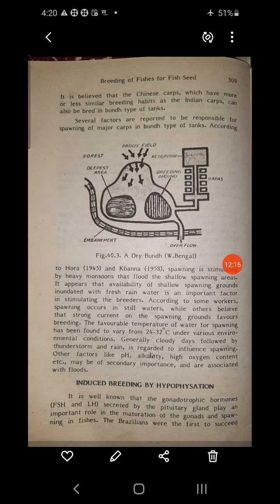Here, hypophysis means we introduce the hormone inside the fish body, and it stimulates the growth of their reproductive organs, and they mature and lay the eggs. So next time we will see the induced breeding by hypophysis and breeding by the Chinese hatcheries.